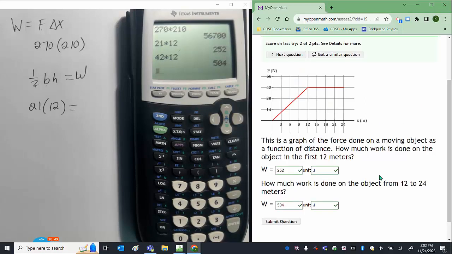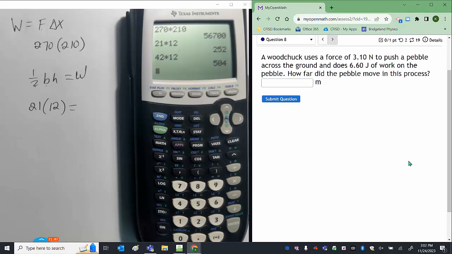So again, if you have a force displacement graph and you were trying to find work, you need to find area. And it's always the area between the x-axis and wherever your data points are. So in this case, it's a triangle for the first 12 and then a rectangle after that.